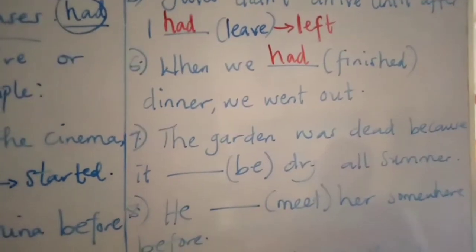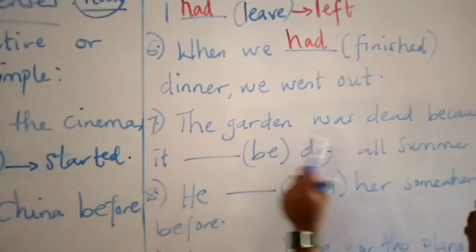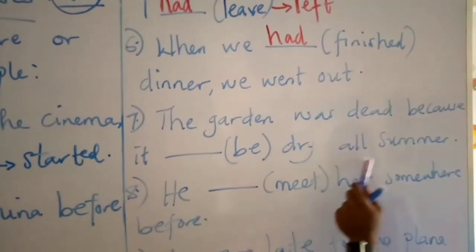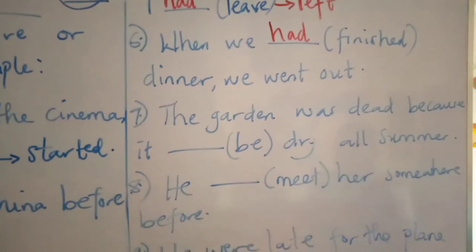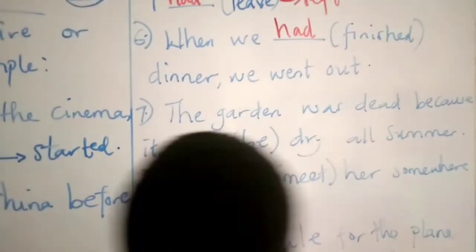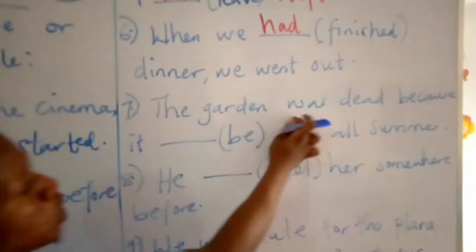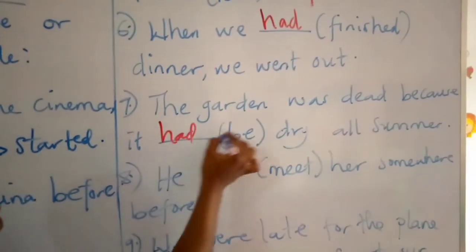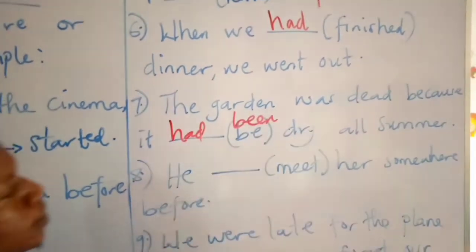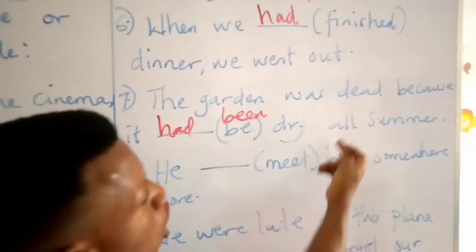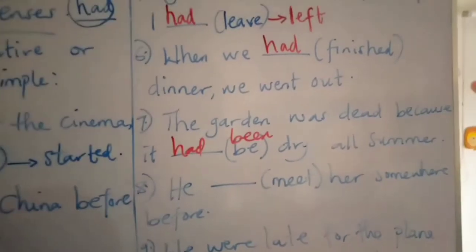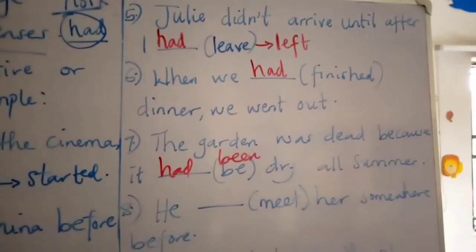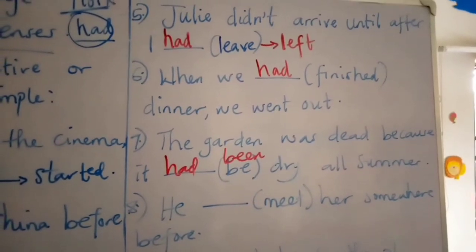For number 7, the garden was dead because it dash be dry all summer. So this becomes the garden was dead because it had been dry all summer.